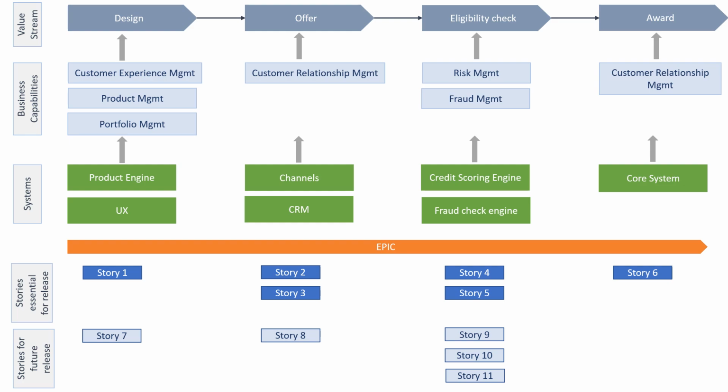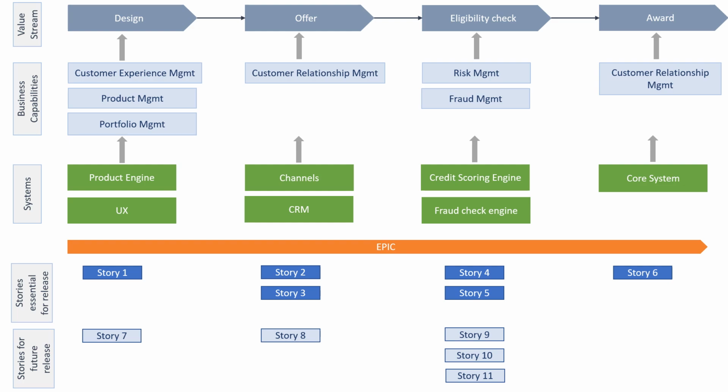So an organization may have some existing capabilities since this is a financial institute. For example, they might already know how to onboard a customer. They might already have some eligibility checks. They might already have some loyalty programs, and they know how to award or provide rewards to the customer. And they might already have product management, portfolio management, customer relationship management, risk management, fraud management, and so on, as business capabilities.